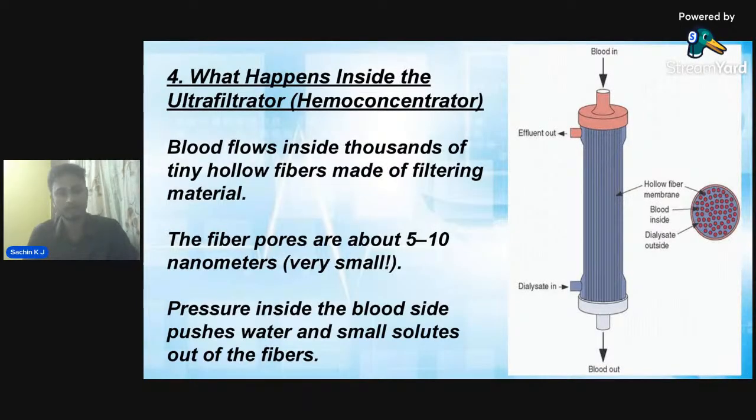What happens inside the ultrafiltration? Blood flows inside thousands of tiny hollow fibers of filtering material. The fiber pores are about 5 to 10 nanometers, very small. Pressure on the blood side pushes water and small solutes out of the fibers.